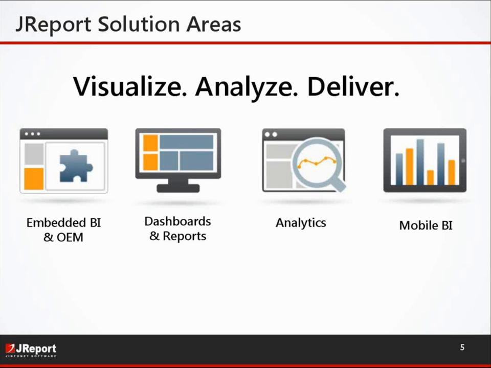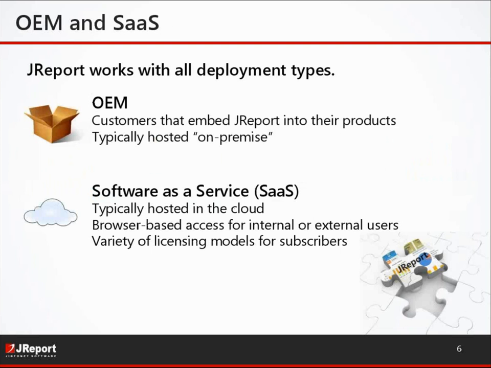Now, these are some of our solution areas, and I just want to say how some of our customers are using us. We have two popular deployment categories: OEM and SaaS. Our OEM customers typically embed JReport into their host application, into their products, and then resell it to their customers. The end users then use their products with JReport embedded in it, typically hosted on premise.